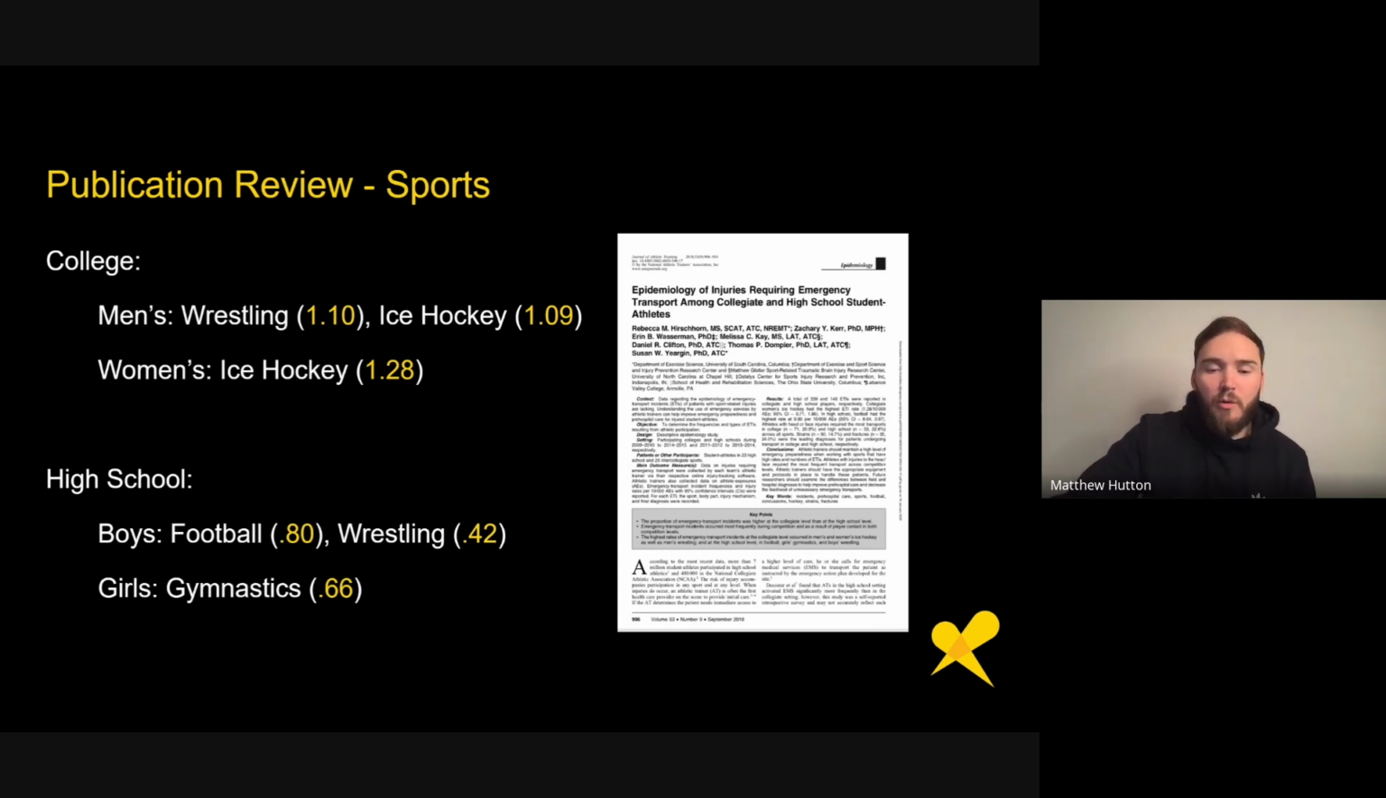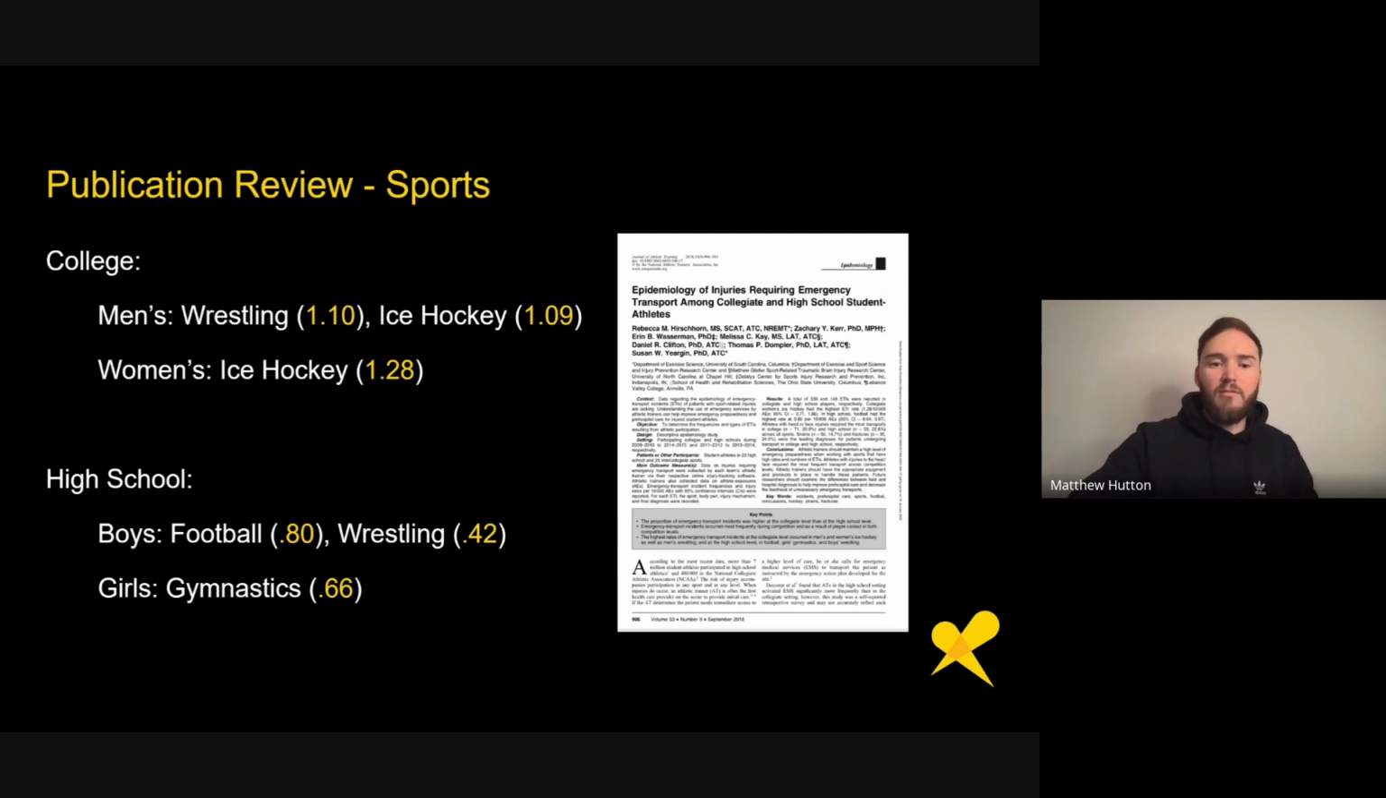For the sports that were most likely to experience emergency transport injuries, the highest overall was women's ice hockey in the collegiate setting, with similar injury rates requiring transport in men's wrestling and men's ice hockey. And then a little bit different profile here in high school: football, wrestling, and gymnastics. We can talk throughout the paper about which body parts or pathologies were most likely to be sent via EMS, and break down why these sports are probably the most likely to send somebody via EMS.